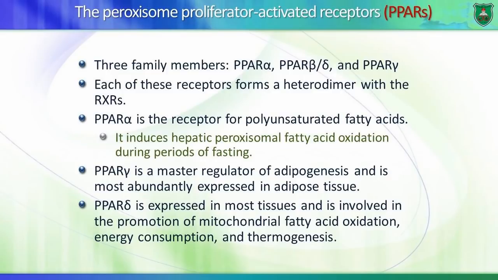Now, notice that they are important in regulating lipogenesis or lipid metabolism. So, for example, the alpha receptor is a receptor for the polyunsaturated fatty acids. It induces hepatic peroxisomal fatty acid oxidation during fasting. So, right now, it's really functioning. The gamma receptor is a regulator of adipogenesis, and the delta receptor is actually important for mitochondrial fatty acid oxidation. So the idea here is that fatty acid oxidation is regulated by these receptors.